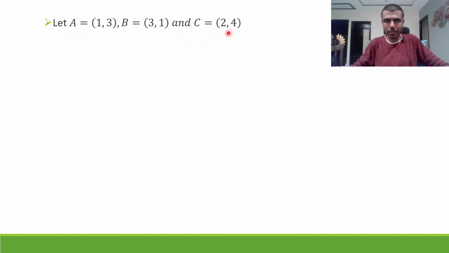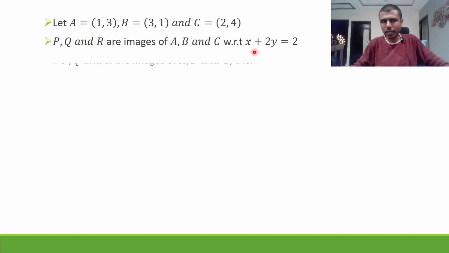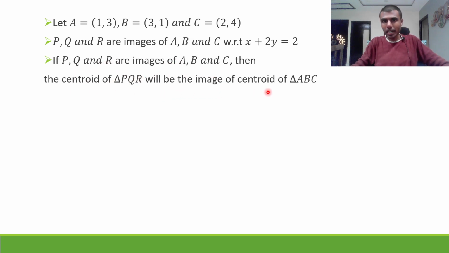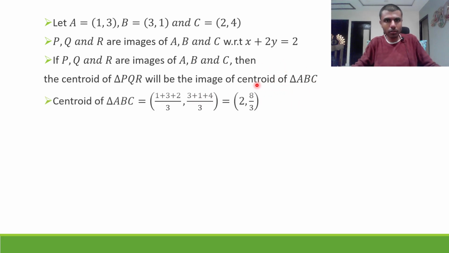Let's get started. I already told you PQR are images with respect to x + 2y + 2 = 0. Then the centroid of triangle PQR will be the image of the centroid of triangle ABC. Now the centroid of triangle ABC is (1 + 3 + 2)/3 = 6/3, which is 2, and (3 + 1 + 2)/3 = 6/3, which is 2... that is, 8/3 for the y-coordinate as computed by the speaker. Makes sense now?